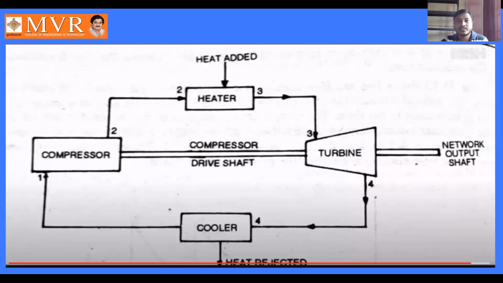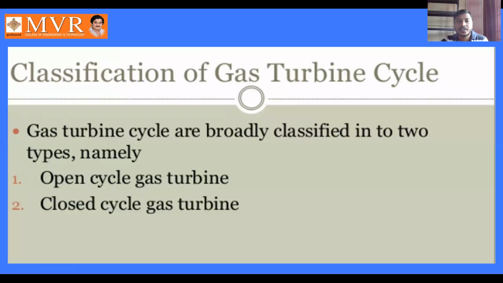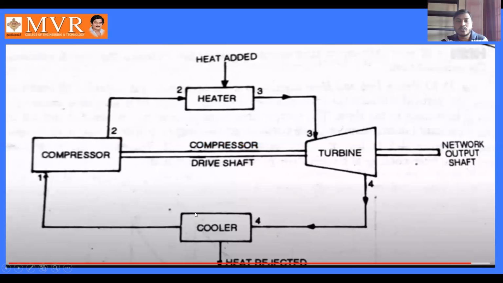The next classification is the closed cycle gas turbine. Here we can observe the closed cycle gas turbine. The main difference compared with the open cycle gas turbine is that a heater, where heat is added, and a cooler are provided. These are the two components added in the closed cycle gas turbine. Here it is in a closed position.